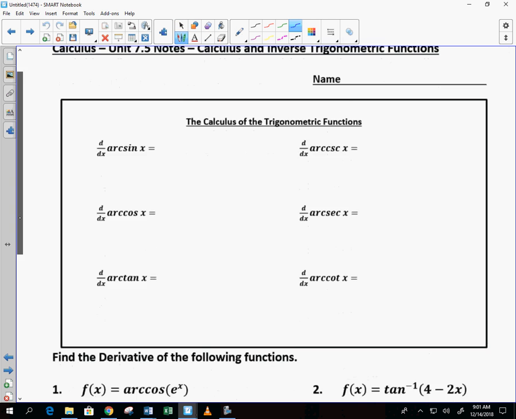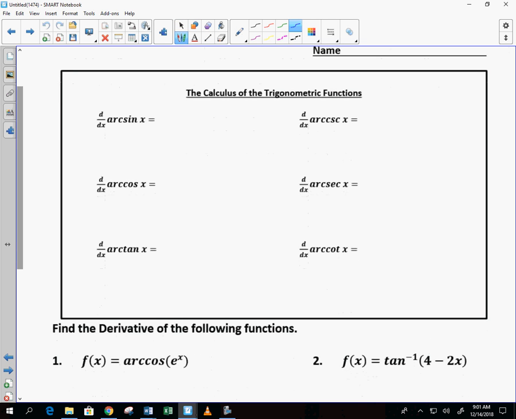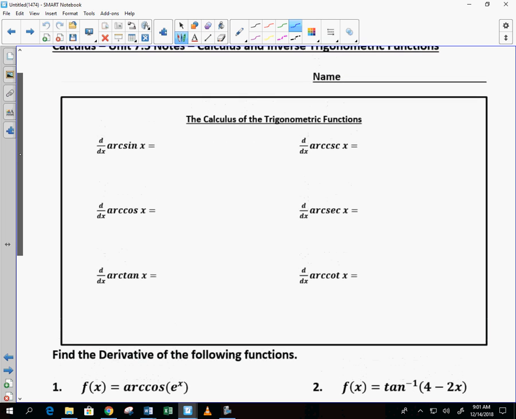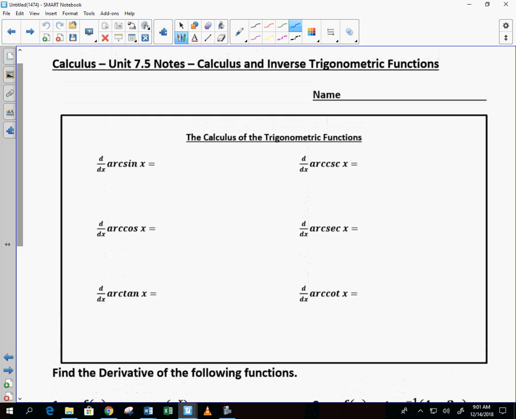Derivative of arc sine. So we started this unit talking about inverse functions. For example, we said suppose that y was equal to 2x plus 4. We found the inverse by switching the x's and the y's, right? Remember that? That's what an inverse function is.